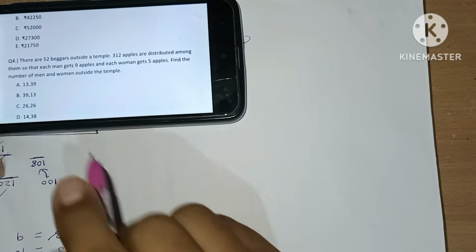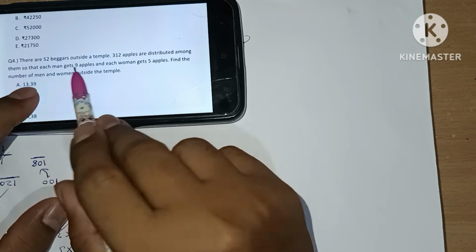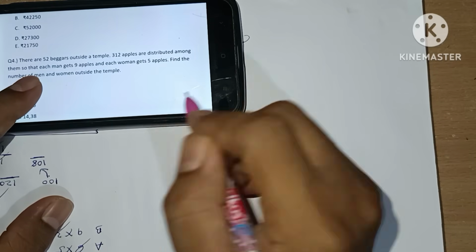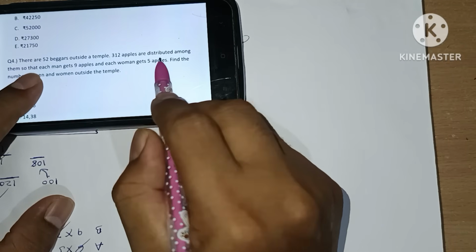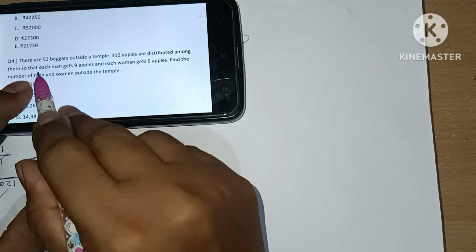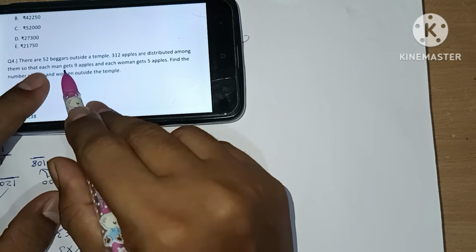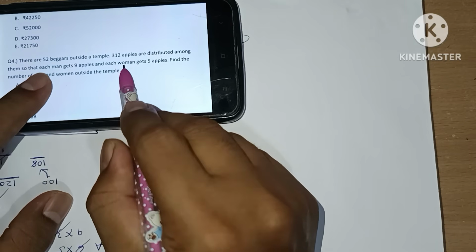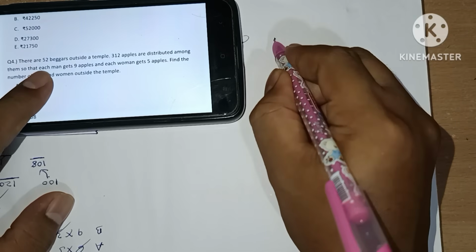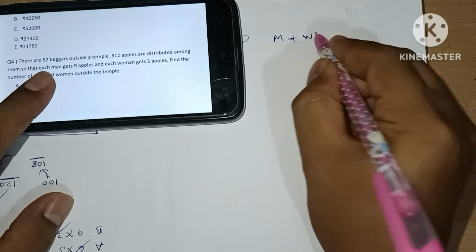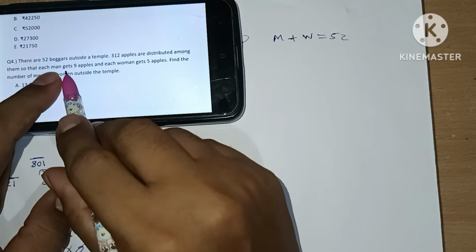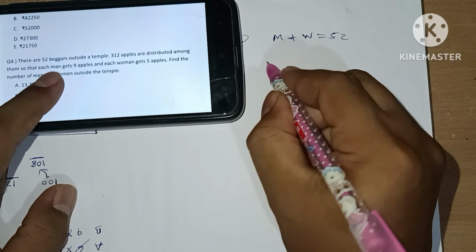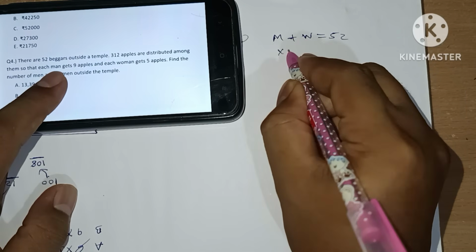Okay. Fourth question says that there are 52 beggars outside a temple. So total beggars is 52. 312 apples are distributed among them, so that each man and woman is given. So total number of men beggars and women beggars are 52 beggars, and it says that each man gets 9 apples.